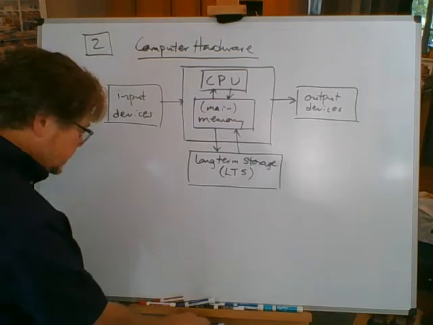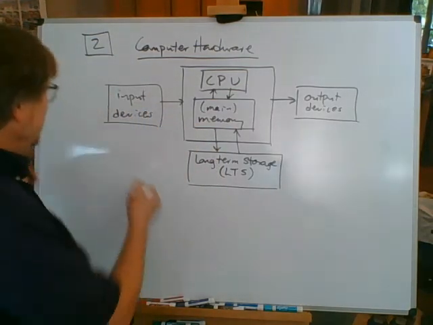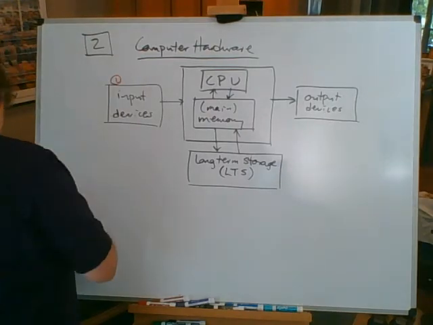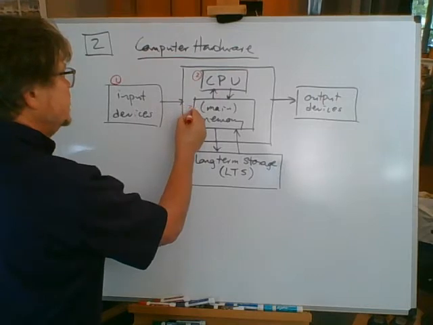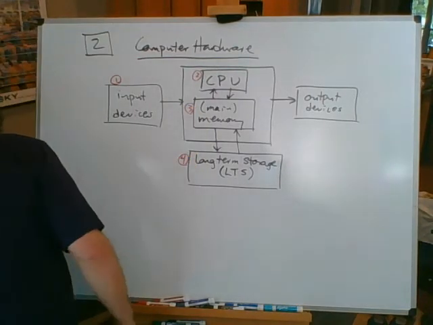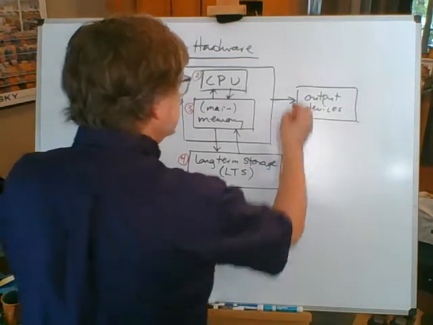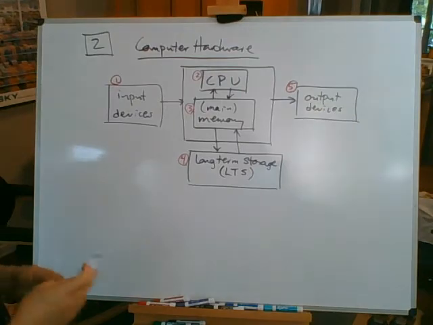I'll actually do numbers in a different color. I would close up my marker, but our cap is gone. This is box number 1. Box number 2 will be the CPU. Box number 3, main memory. Box number 4, long-term storage. Is that the order I want to do it? It doesn't matter. And you guessed it, box number 5 is output devices.